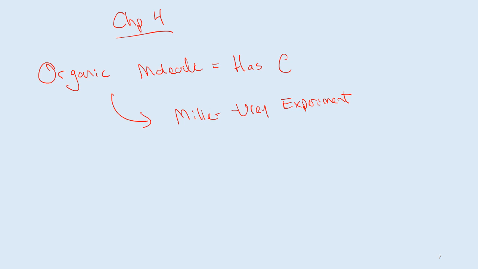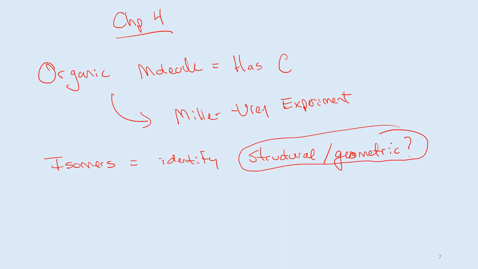We also said there are things out there called isomers. You should just be able to identify the different ones. Can you tell me the difference between structural and geometric isomers? If I was writing a midterm, I would probably want to look for those things in particular. Isomers are rearrangements of the same atoms into a different shape, but it still makes a similar molecule. We even talked about enantiomers and all kinds of stuff like that, but I'm only going to ask you about structural and geometric isomers.